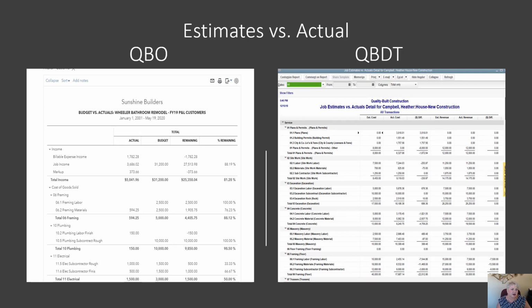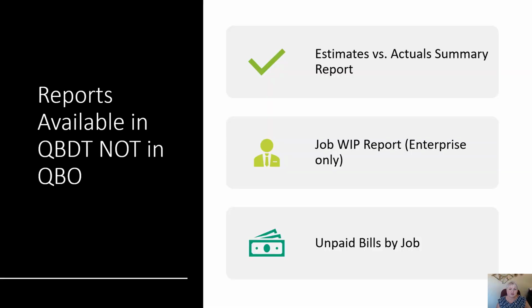We've got our income budget versus actual report on the left for QuickBooks Online, and then the item-based estimates versus actuals detail from QuickBooks Desktop, where we have columns. I also want to let you know that there are a few reports that can be really important to contractors that you're just not going to find in QuickBooks Online.